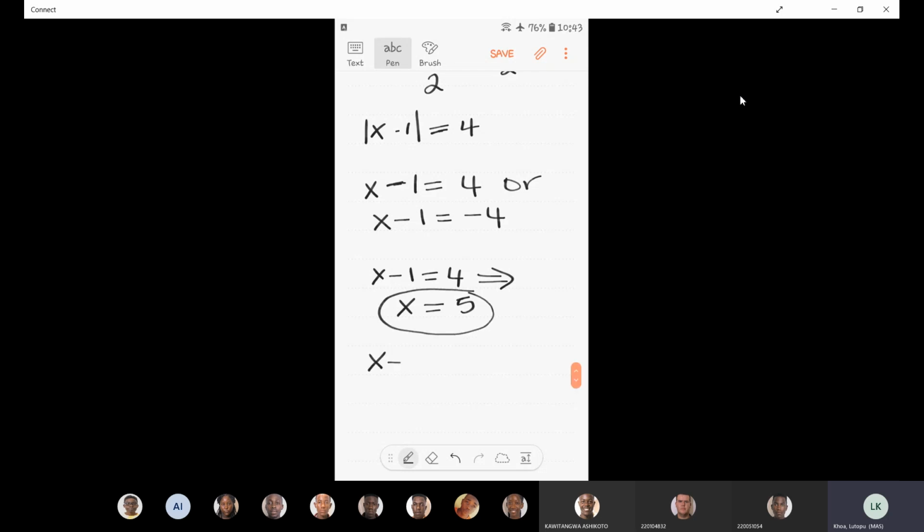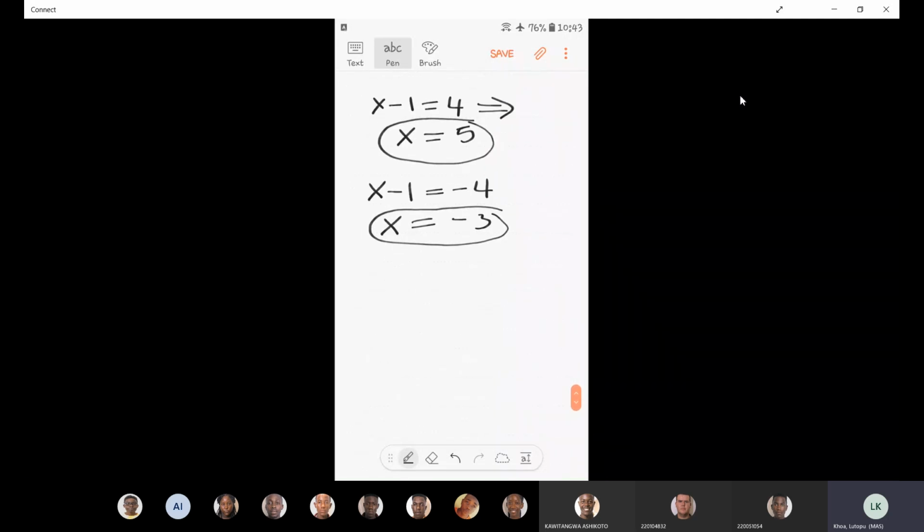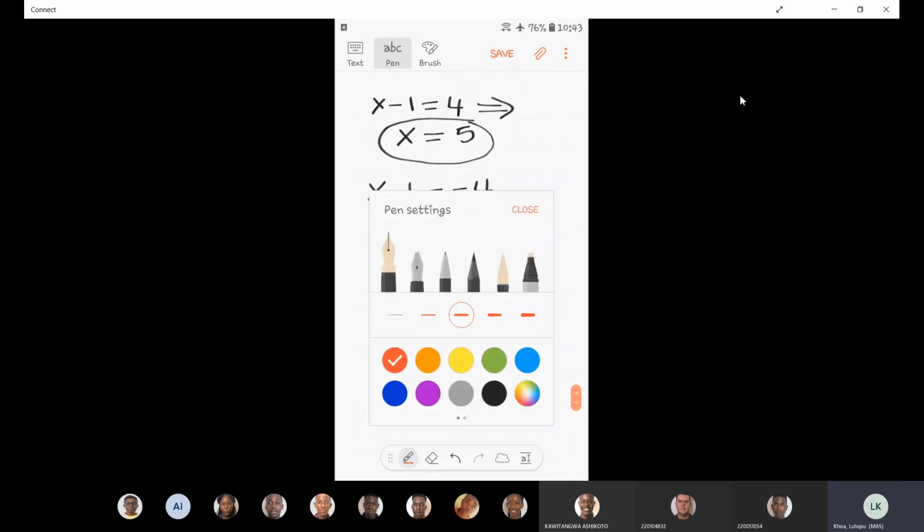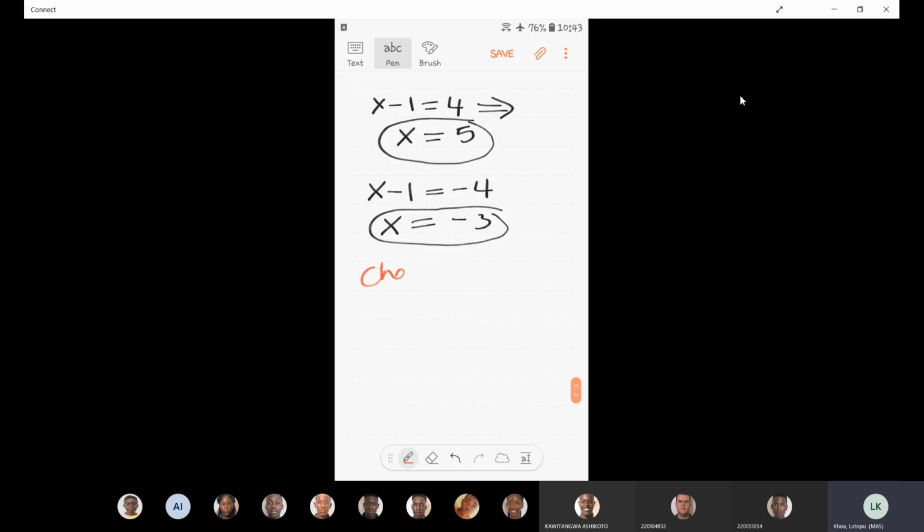And the second one, I have x minus 1 is equal to minus 4. You add 1 on both sides. I will get x is equal to negative 3. So these are my two solutions. Again, I must always check. Substitute it on the left-hand side, substitute on the right-hand side, and then see if what I got satisfies the equation.